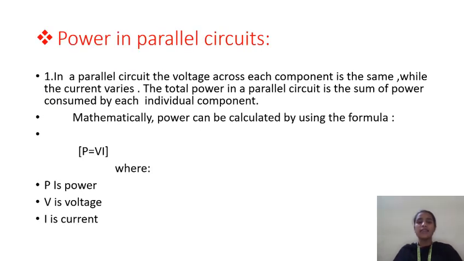Power in a parallel circuit. In a parallel circuit, the voltage across each component is the same, while the current varies. The total power in a parallel circuit is the sum of the power consumed by each individual component. The power can be calculated using the formula P = V × I, where P is power, V is voltage, and I is current.